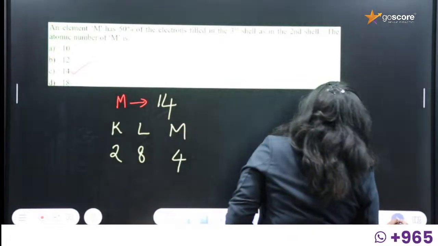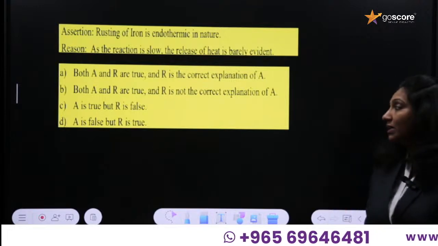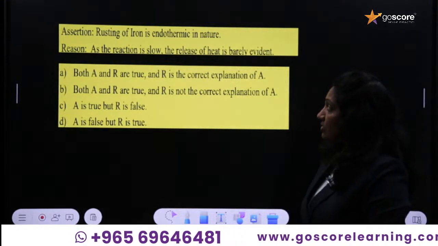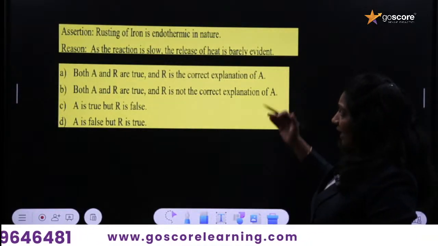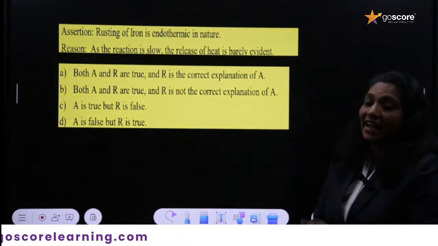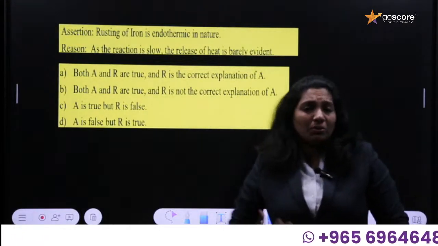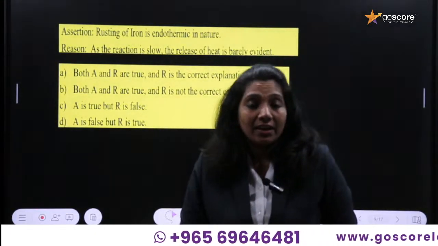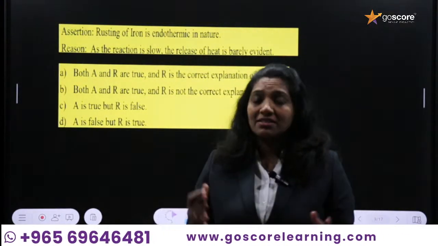Now we are moving on to the MCQ questions from the chemistry part, the assertion reason question. The assertion is that rusting of iron is endothermic in nature, and the reason is, as the reaction is slow, the release of heat is barely evident. Is rusting of iron an endothermic reaction? What do you mean by endothermic? The reaction which utilizes energy, right? So is the corrosion or rusting of iron endothermic? No, right? It's an exothermic reaction.